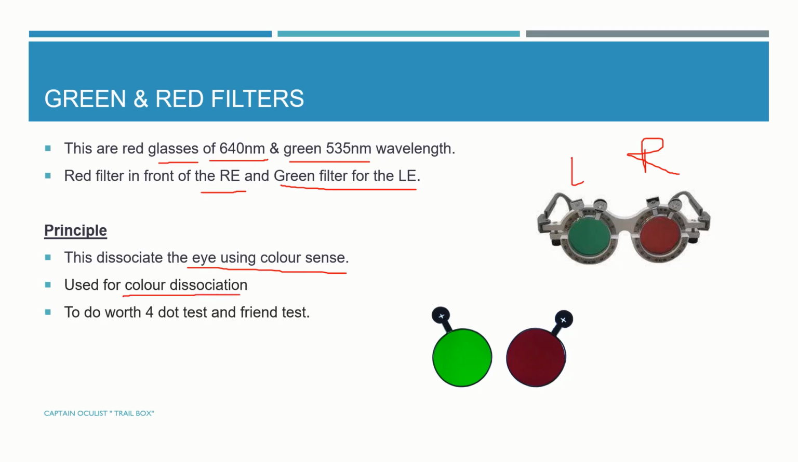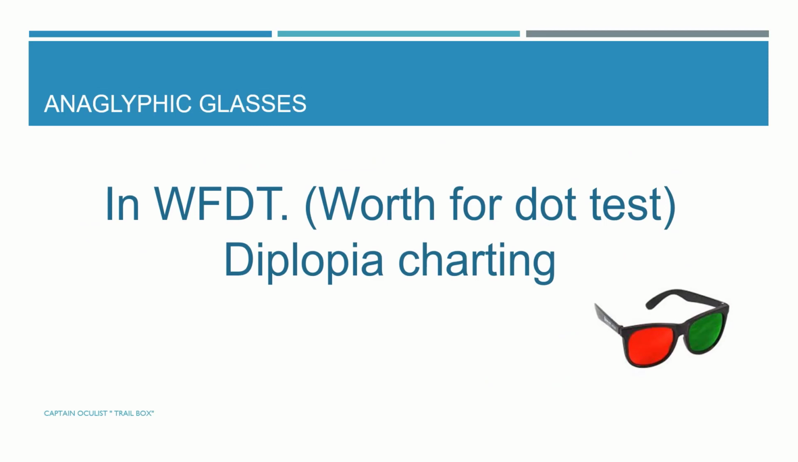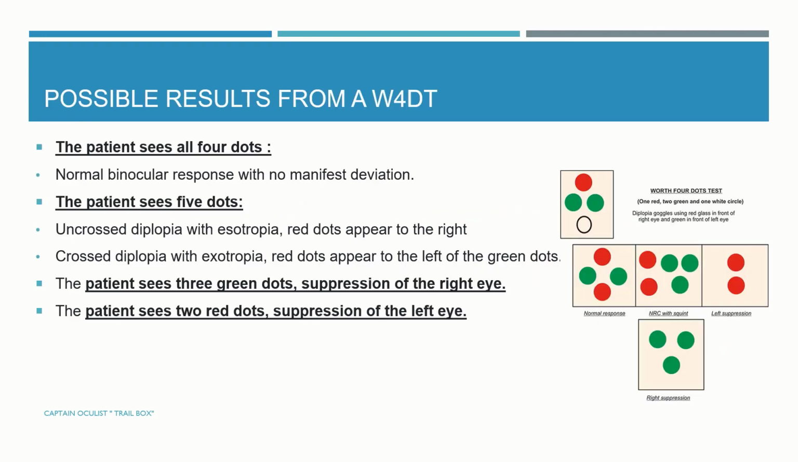Then we have the last one, which is anaglyphic glasses in the Worth 4 dot test, that is diplopia charting. What is the Worth 4 dot test? The Worth 4 dot test is a gross test which provides information only about the status of peripheral binocular cooperation. It contains 4 dots.